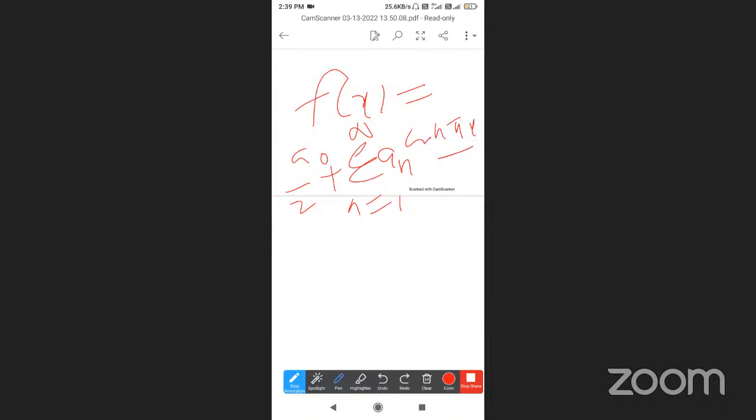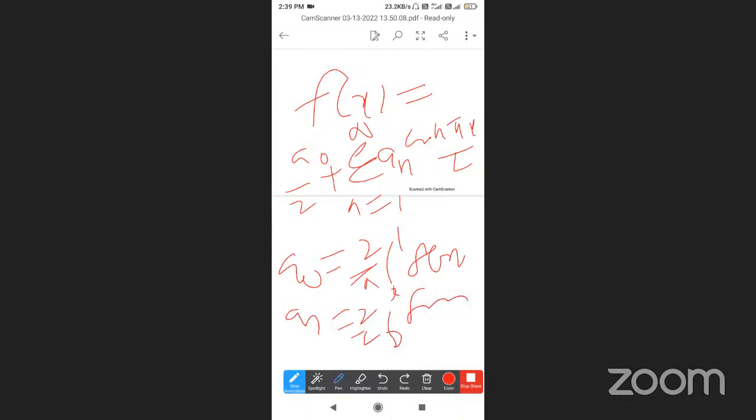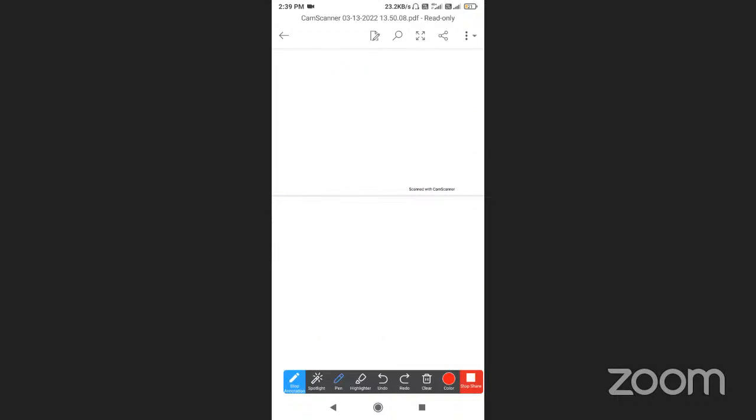So the half range cosine series is f(x) equal to a naught by 2 plus the summation from n equals 1 to infinity of an cos(nπx/L). a naught is equal to 2/L times the integral from 0 to L of f(x) dx. The an value is 2/L times the integral from 0 to L of f(x) cos(nπx/L) dx.